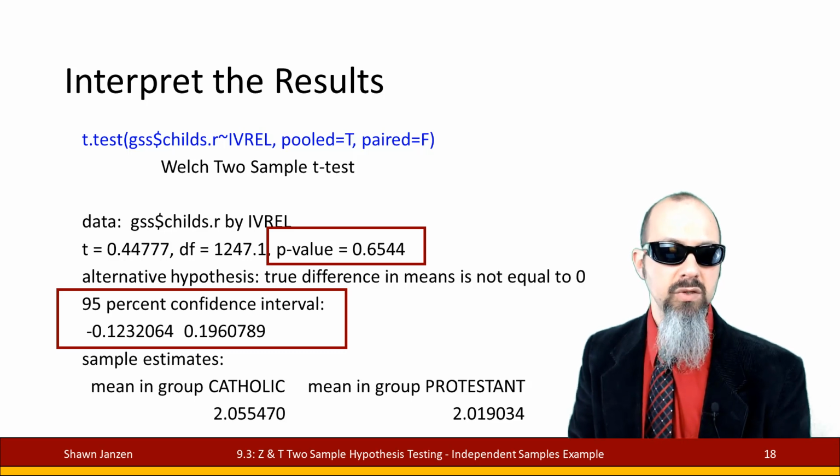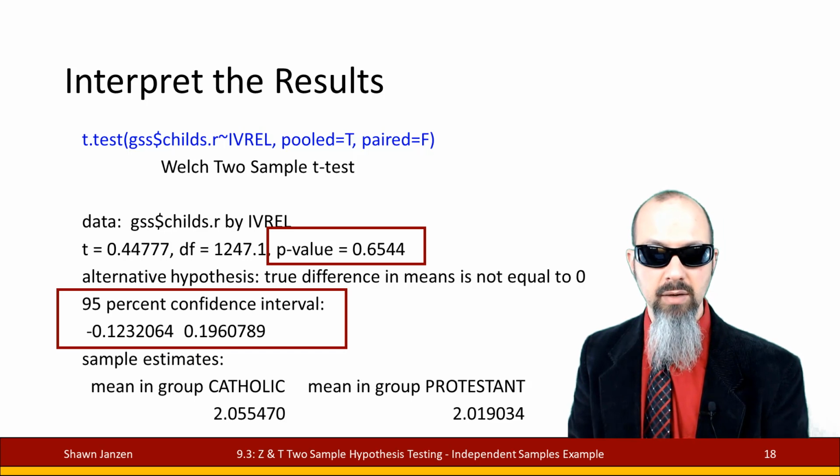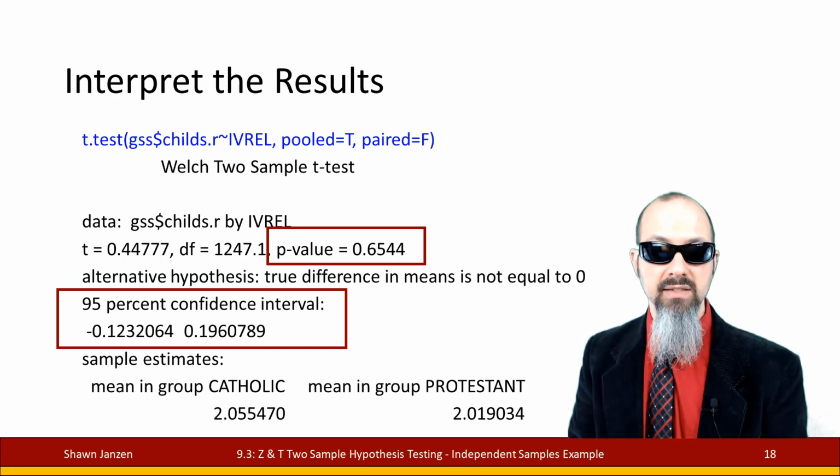These differences are so small at the decimal, especially considering we're talking about people, so we have to round up or down into whole numbers. And so it's pretty much the same value for Protestants and Catholics.